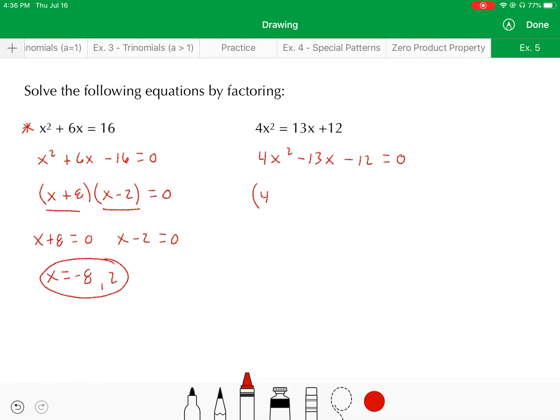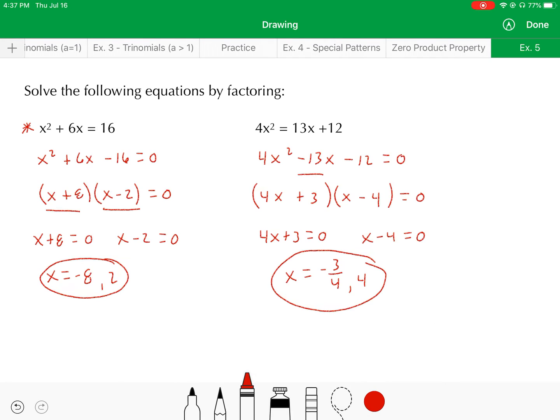Let's see, I'll try 4x and x to start here. Let's see, +3 and -4 should lead me to a -12 for the constant, and then the outside and inside parts of FOIL will give me that -13x. So that is the correct factorization. So now by that zero product property, I set both of my factors equal to 0. Solving for x, I get -3/4 or I get +4.